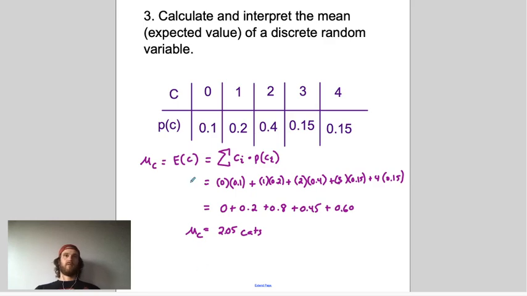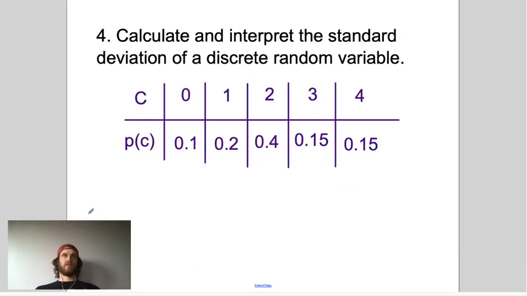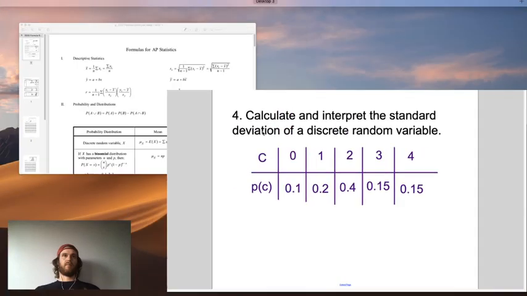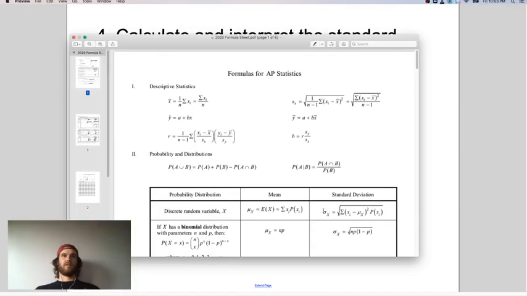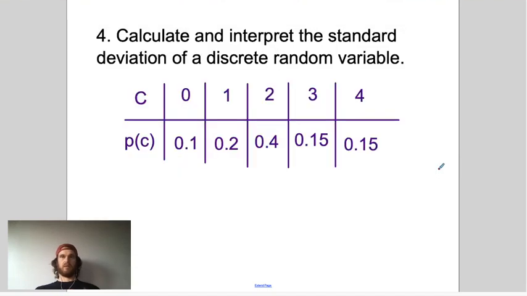All right, super. We've done the mean. Let's move on to our next learning target. The next learning target says calculate, interpret the standard deviation of a discrete random variable. Okay. Well, if we go to here, it says the standard deviation of the statistic is equal to the square root of this, and you have this big formula. That's just fine, and we can use that. That's okay. We'll use that.